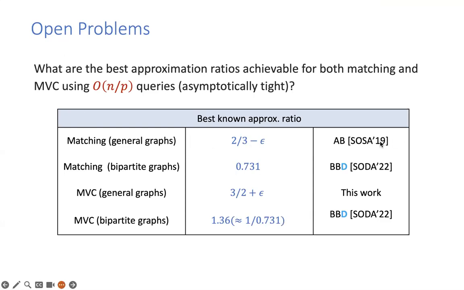These are the currently best known approximation ratios that we have for matching in general graphs, matching in bipartite graphs, and minimum vertex cover in both these settings. And it's very interesting to see whether these approximations can be improved to 1 minus epsilon and 1 plus epsilon.